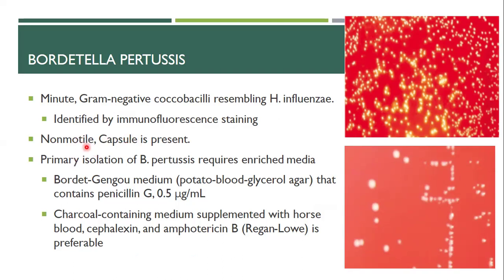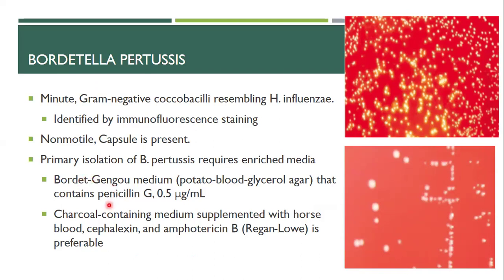And as I've mentioned, we need an enriched culture media, because this contains additional nutritional requirements needed for growth. Bordet-Gengou medium is the medium of choice for the isolation of Bordetella pertussis. It contains potato, blood, glycerol, and it also contains penicillin. The penicillin here would inhibit other bacteria which are not Bordetella, making this media really specific for the isolation of Bordetella. That means only Bordetella species grow in Bordet-Gengou medium.